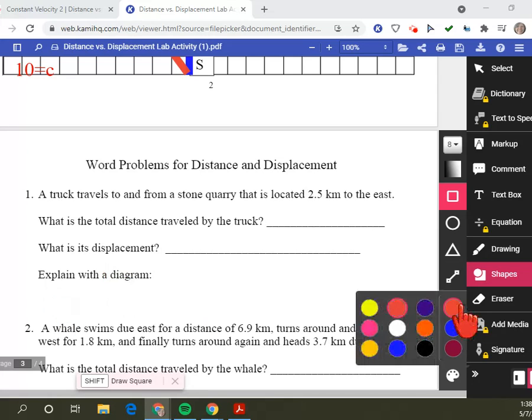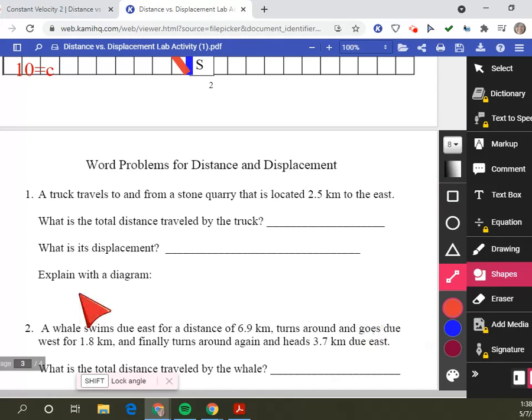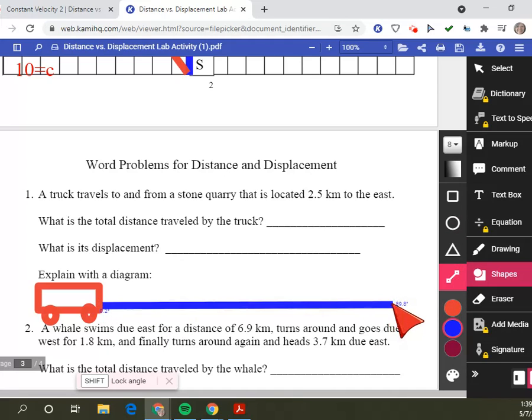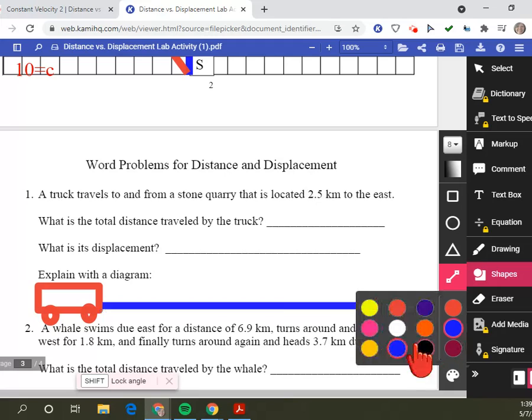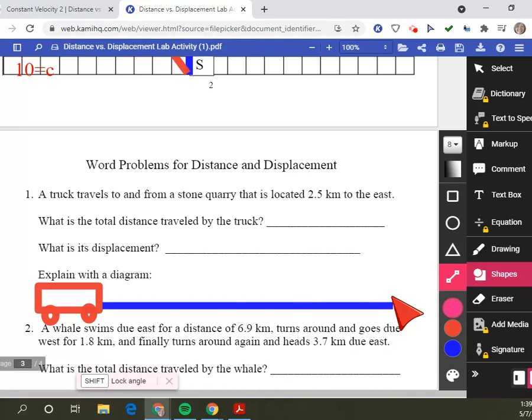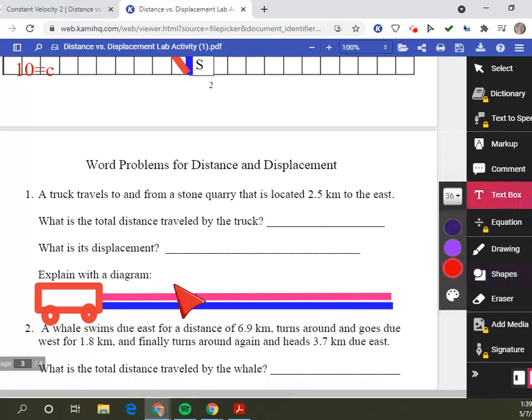So, all right, I'm going to pick a line here. We have our truck, which we'll make a little box for our truck. You could even put some little wheels. I know it's totally unnecessary, but it's all right. We have our line. Our truck is going to travel to the stone quarry, and our truck is going to travel back. So this is 2.5 kilometers.